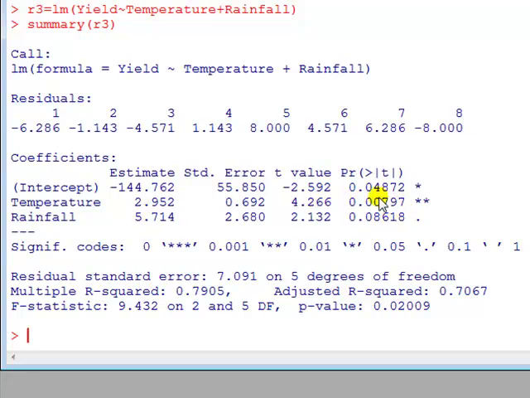How about temperature? That's still significant. And temperature has gone higher than before, because when we just did yield on temperature, it was 2, now it's gone higher, 2.9, approximately 3. And rainfall has gone from a negative to a positive, so that's gone up as well. So basically both coefficients have gone up. And this is a demonstration of what I said at the beginning.